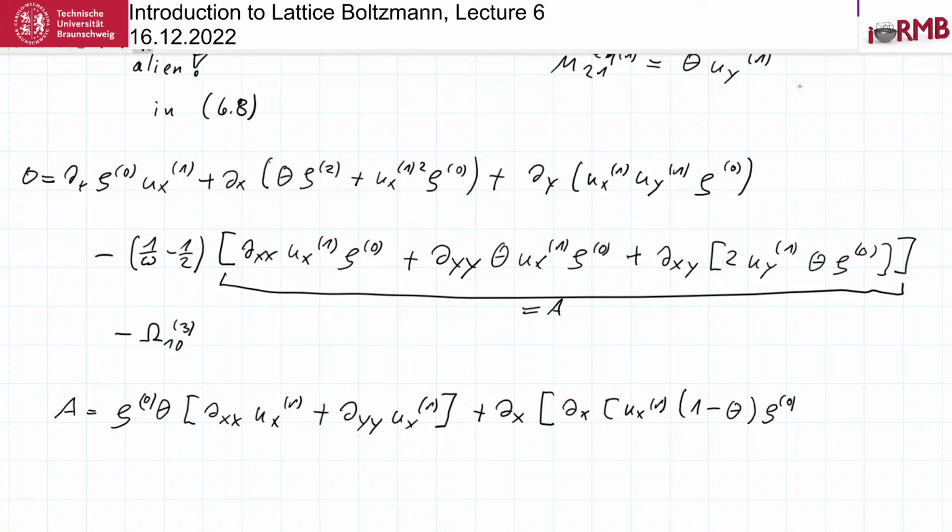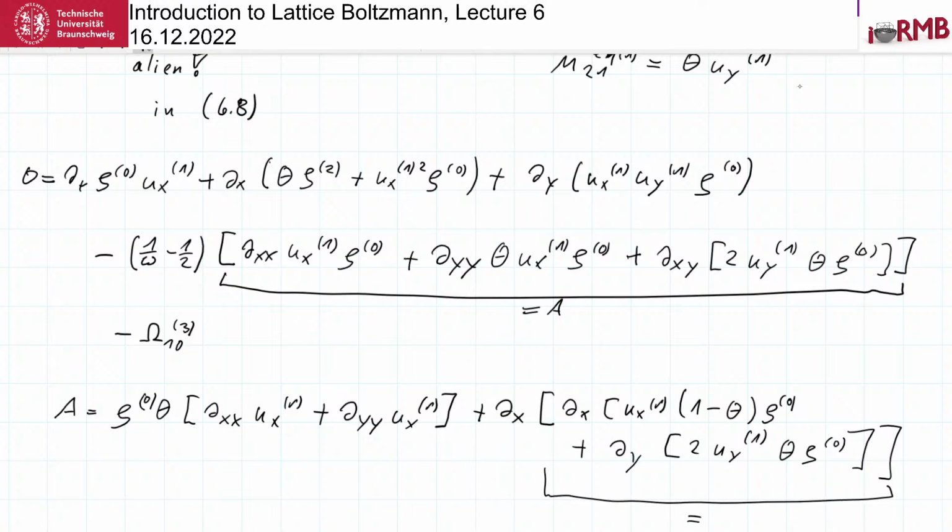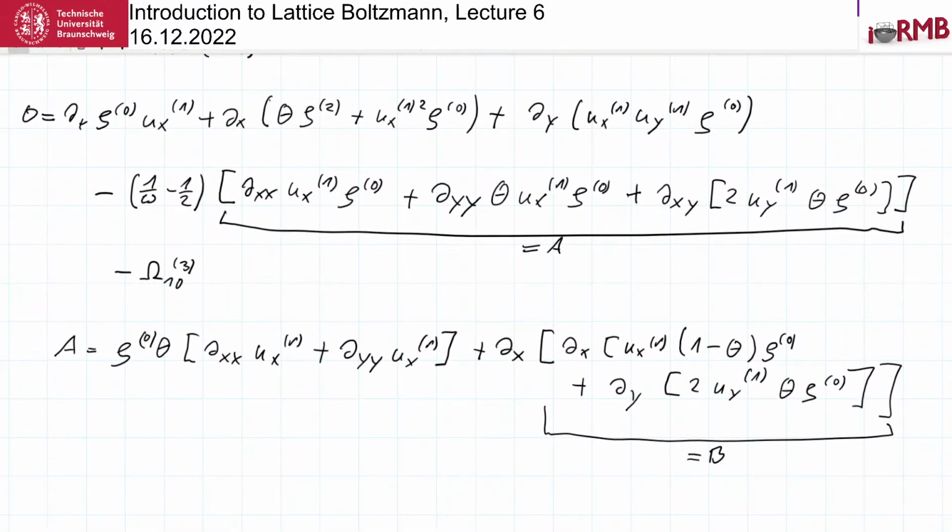So this is now the same thing summing up in the right way, plus dy 2uy first order theta rho 0 order, which is the guy back here. And closing all the brackets. And now whatever is in this bracket, we call this B. So B is the thing that does not appear in the Navier-Stokes equation, which means that B is supposed to be 0. And what now helps us is what we see.